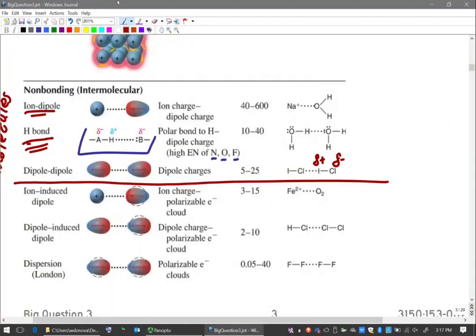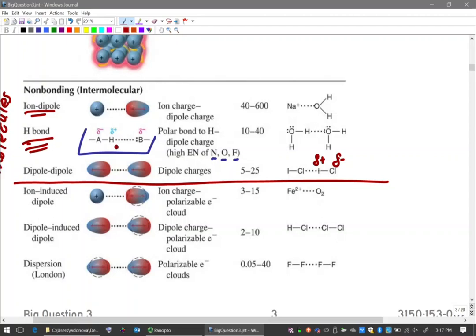Forces between molecules. In a hydrogen bonding situation, what you need to look for is two atoms on different molecules of either N, O, or F, nitrogen, oxygen, or fluorine, at least one of which is bonded to hydrogen with a covalent bond.